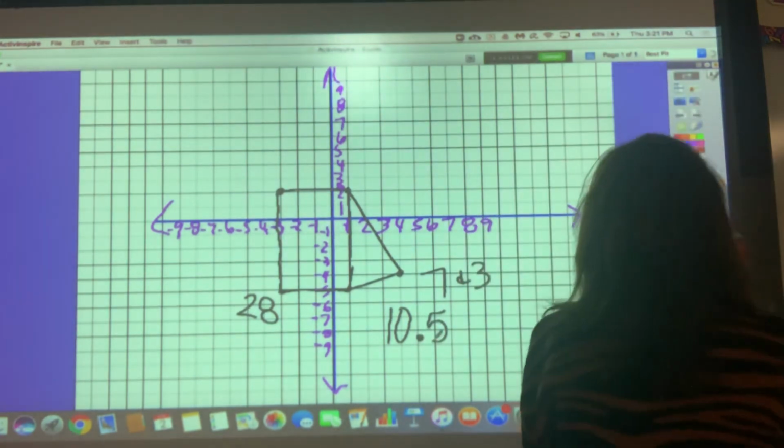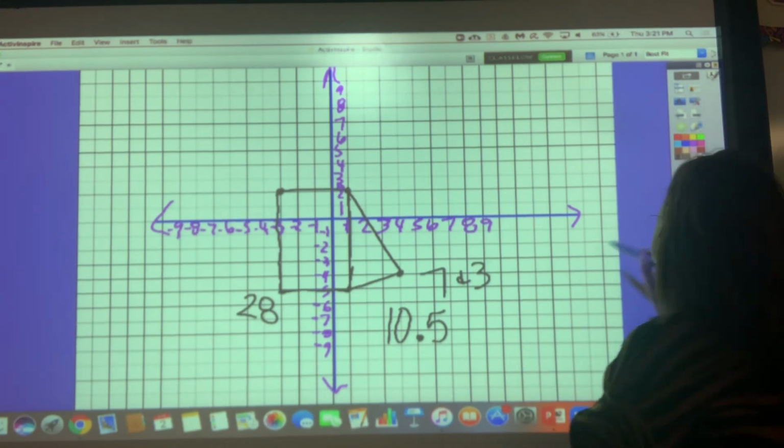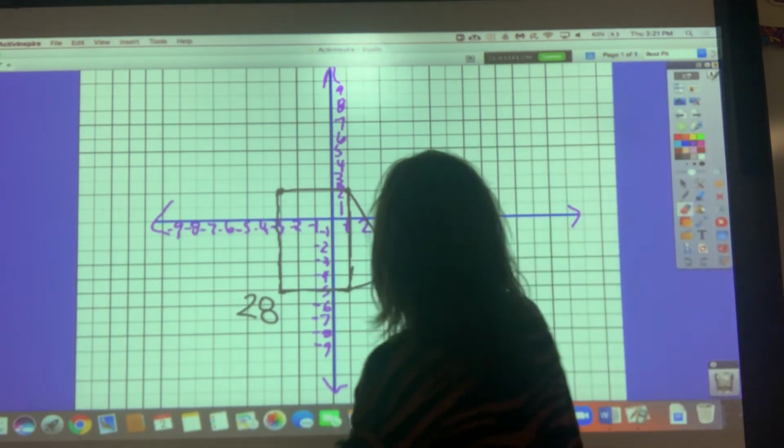Okay, let's do one more composite figure on the coordinate plane.